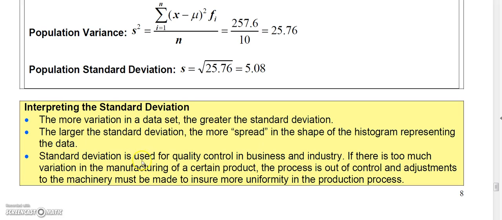Now, standard deviation is used for quality control in business and industry, and if there is too much variation in the manufacturing of a certain product, we say the process is out of control and adjustments to the machinery must be made to ensure more uniformity in the production process.